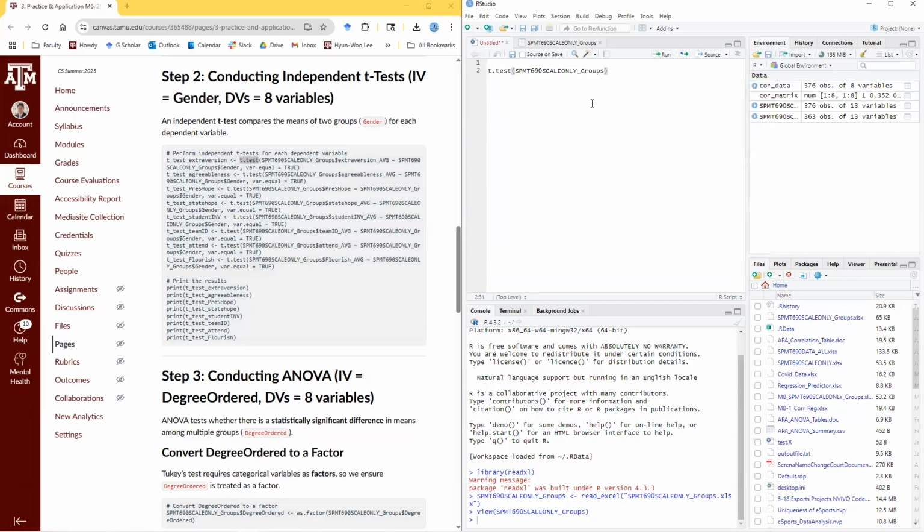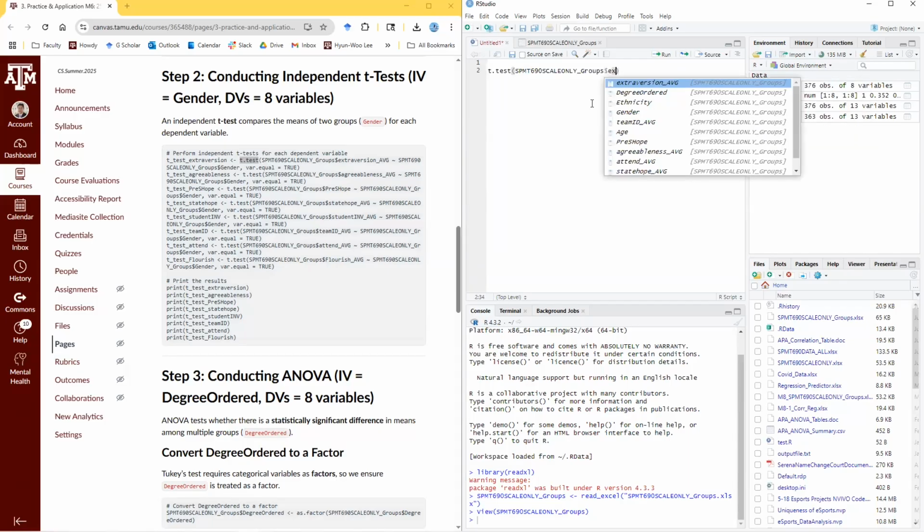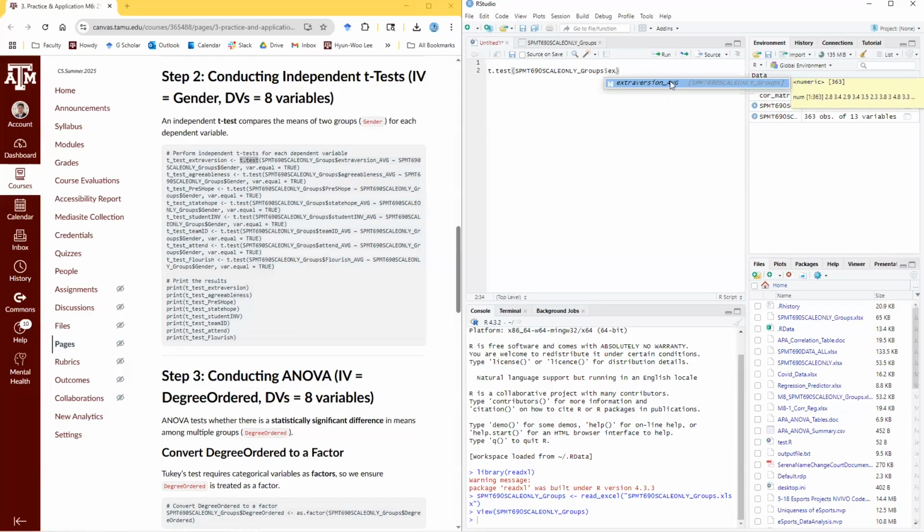And then you can designate the variable of interest, right? So this is what we're doing. This is what I provided to you here. And the group, so this is the variable that we're going to compare the means. We're going to compare the means of extroversion across two groups, which is gender. The group variable that we are using is gender.